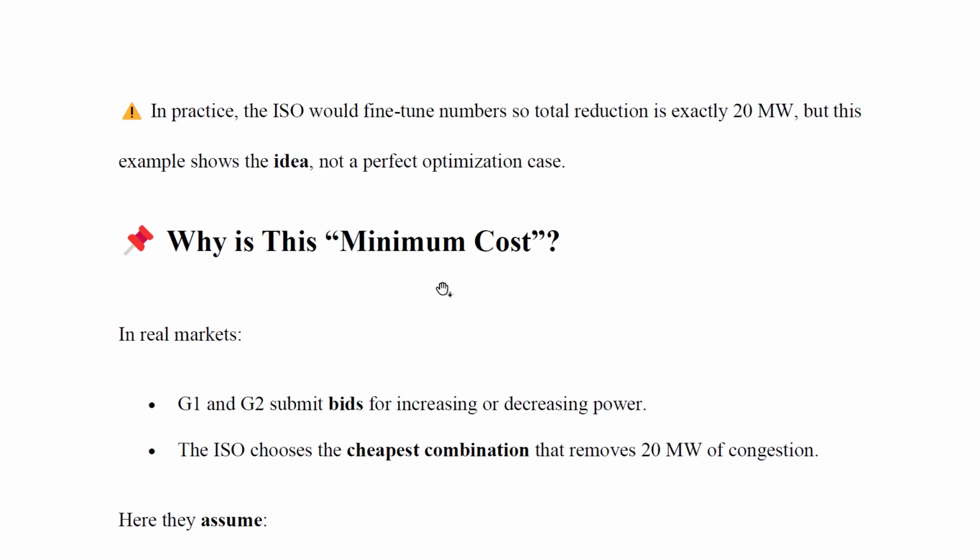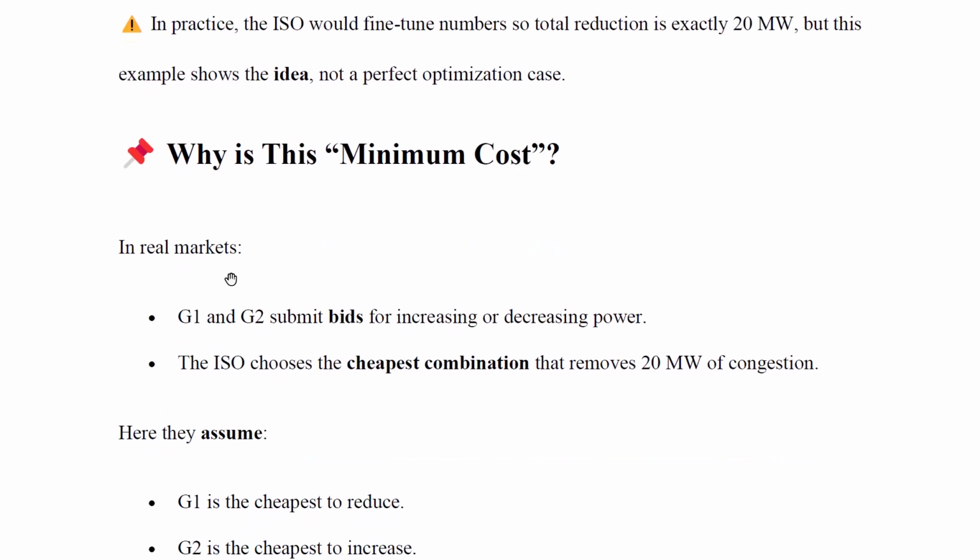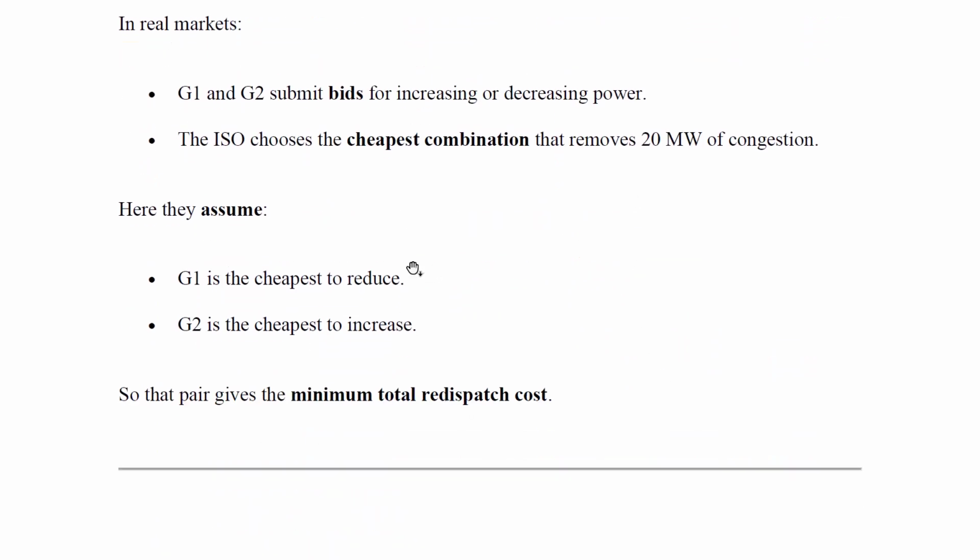Okay, so why minimum cost? Say for example, in a real market, generator 1 and generator 2 submit bids for increasing or decreasing power. So the ISO chooses the cheapest combination that removes this 20 megawatt of congestion, which is the optimal, least cost generator. So with just generators only, we can remove this 20 megawatt congestion. Here we are assuming G1 is the cheapest to reduce and G2 is also the cheapest to increase. So this pair gives the minimum total redispatch cost.